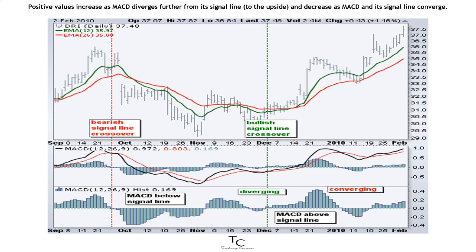signal line converge. The MACD histogram crosses the zero line as MACD crosses below its signal line. The indicator is negative when MACD is below its signal line. Negative values increase as MACD diverges further from its signal line, to the downside. Conversely, negative values decrease as MACD converges on its signal line.